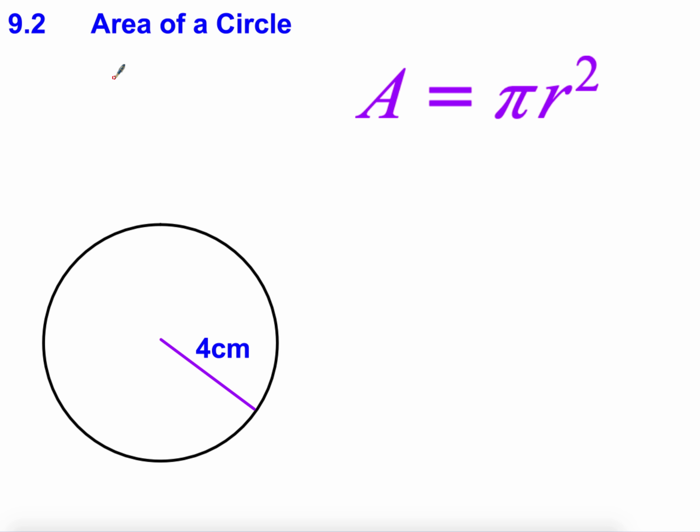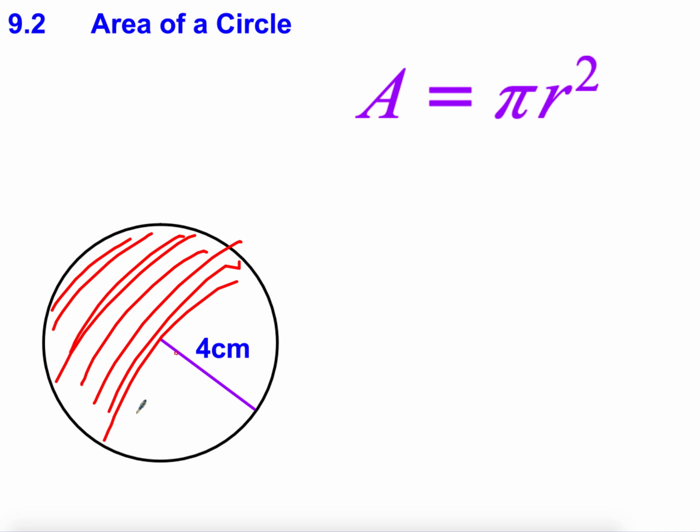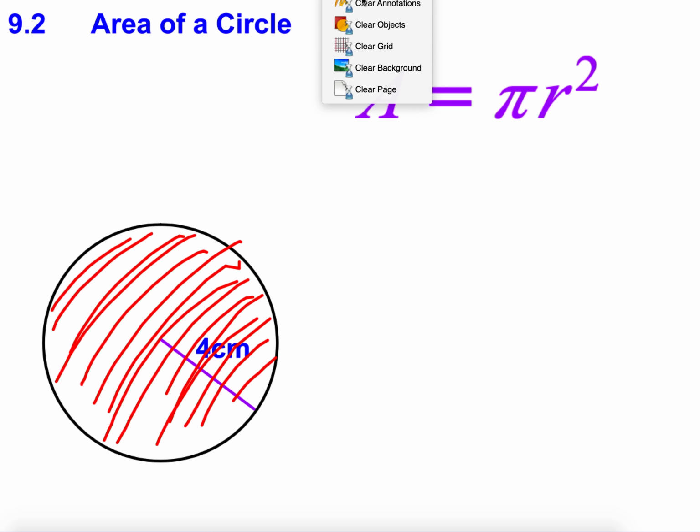When we talked about circumference of a circle, circumference is the distance around a circle. It's almost like the perimeter. Area is how much space the circle itself takes up. So it's when we're filling in that circle. Okay, so area is how much it takes up when we fill it in.